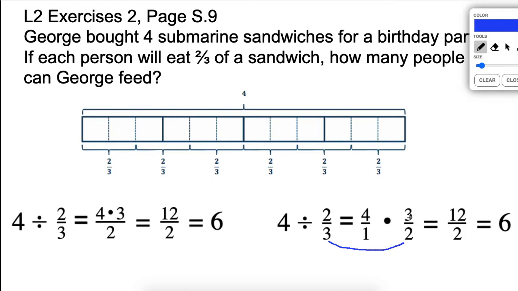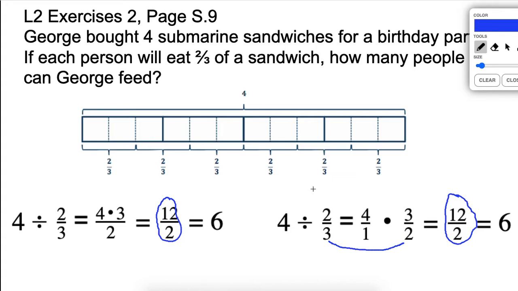Look what happens when we multiply those just straight across. 4 times 3 is 12, and 1 times 2 is 2. We end up with the same fraction we had over here. We end up with 12 halves, and we end up with 12 halves. So that shows us right there multiplying by the reciprocal does work in this case, and it will always work.